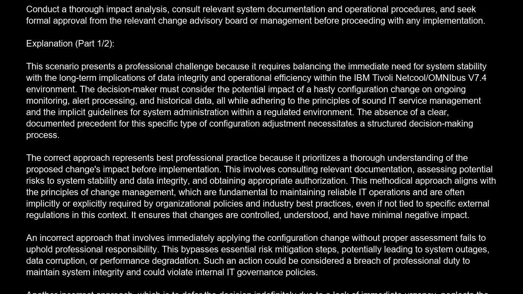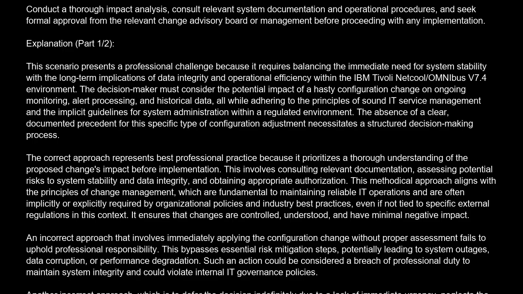The correct answer is A. Conduct a thorough impact analysis, consult relevant system documentation and operational procedures, and seek formal approval from the relevant change advisory board or management before proceeding with any implementation. Explanation. This scenario presents a professional challenge because it requires balancing the immediate need for system stability with the long-term implications of data integrity and operational efficiency within the IBM Tivoli Netcool/OMNIbus v7.4.